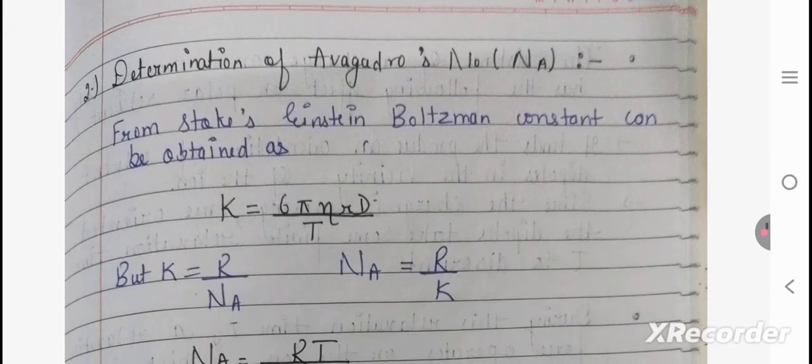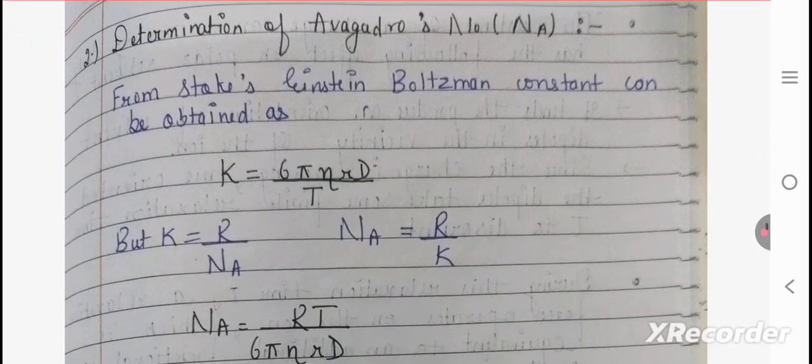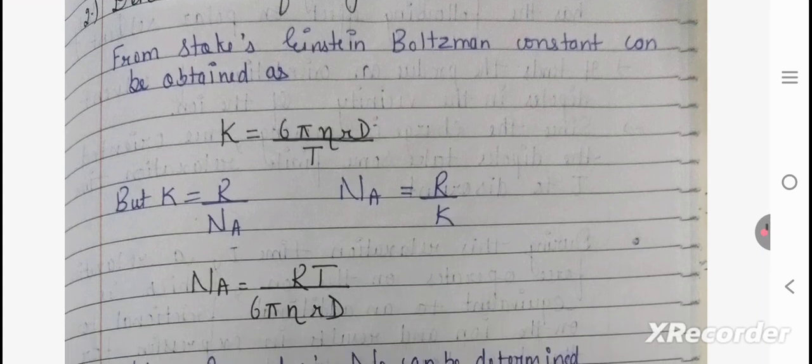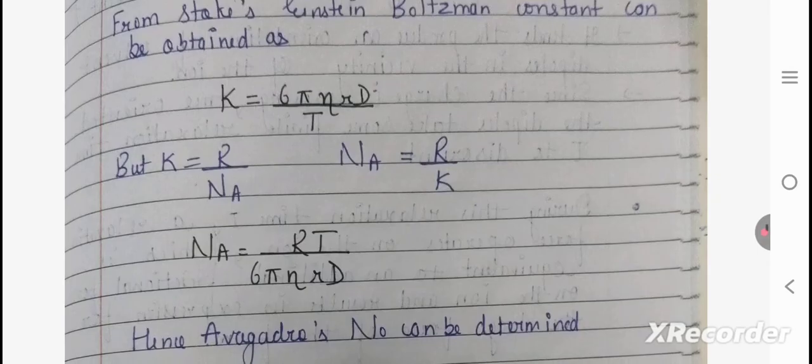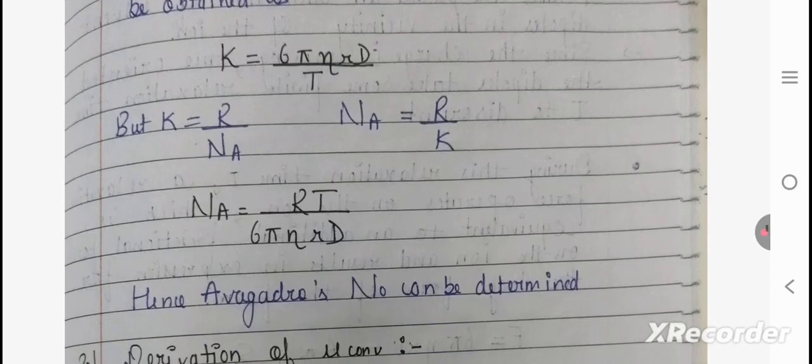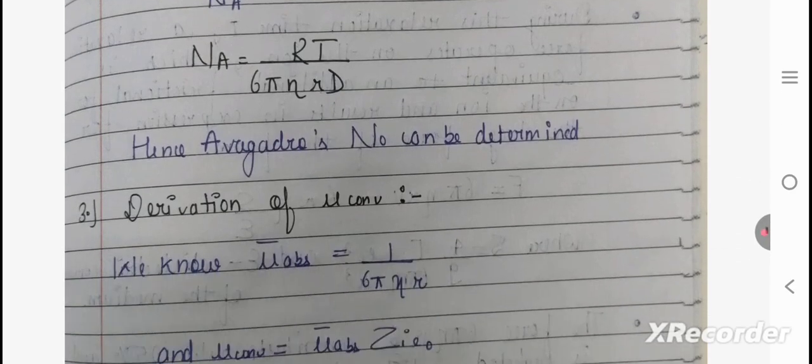Secondly, determination of Avogadro's number. From the Stokes-Einstein relation, the Boltzmann constant can be obtained as k is equal to RT by 6 pi n r D, but k is equal to R by N A, Avogadro number, where Avogadro number is equal to R by k. Thus N A, Avogadro number, is equal to RT by 6 pi n r into D. Hence Avogadro number can be determined.